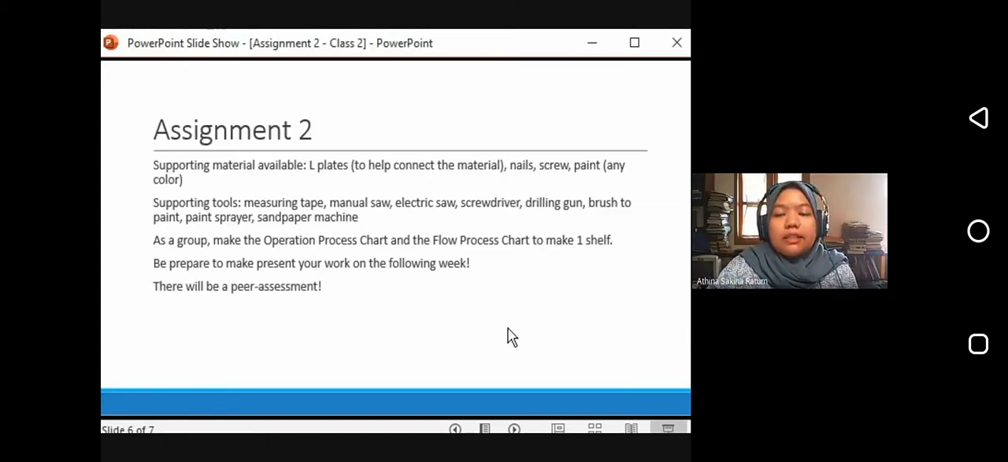And as this is a group assignment, there will be a peer assessment, which means that you will assess how the other group members work. There would be the attendance, the collaboration, and also the contribution, and one more is involvement.